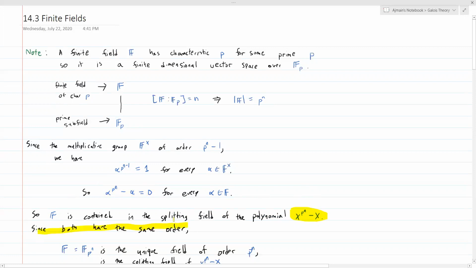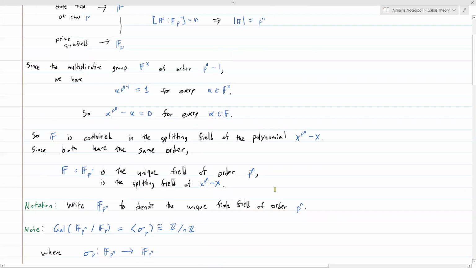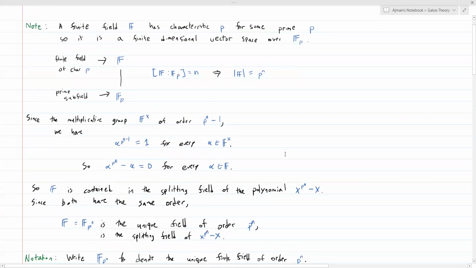Since both have the same order, right? So what is the order of the splitting field of this polynomial? You have p to the n roots of this polynomial, and it's a separable polynomial. So this polynomial has p to the n roots, but this field has p to the n elements, and every element is a root. And by cardinality reasons, every root is an element. So this finite field is the unique field of order p to the n.